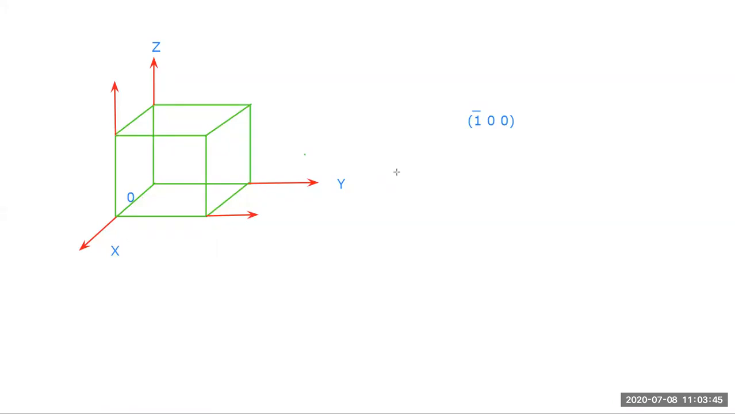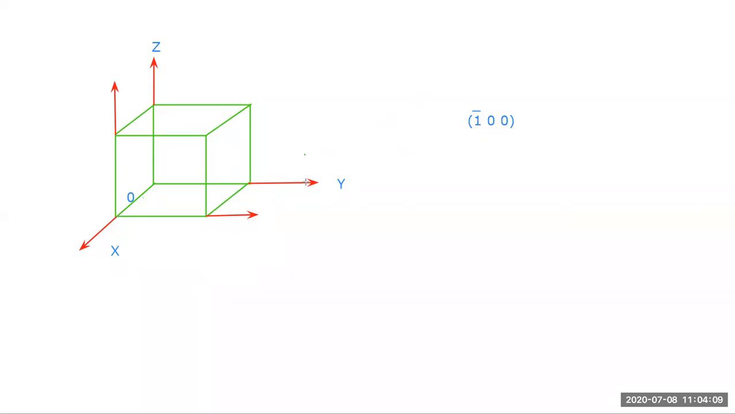Then how do you draw this plane bar 1 0 0? On this side is the origin. On this side there is a positive sign, and on this side a negative sign. The same way, on the right side there is a positive sign, and on the left side a negative sign. In the same way, in the Z axis, the top side is positive and the bottom side is negative.